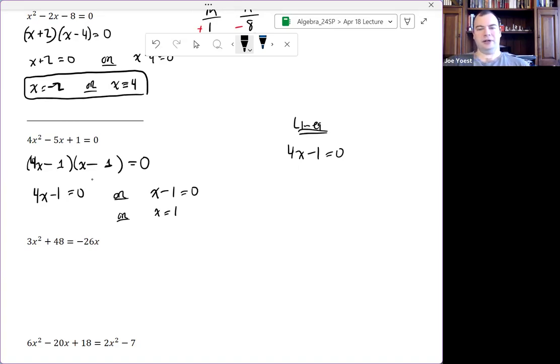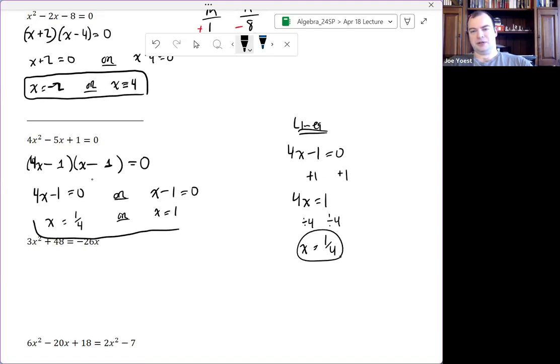Now I have a linear equation. Now I want to do my linear equation solving steps. I want to isolate the variable term, isolate the variable, simplify. I isolate the variable term by adding 1 to both sides. I isolate the variable by dividing by 4. And I can't really simplify any further, so x equals 1/4.